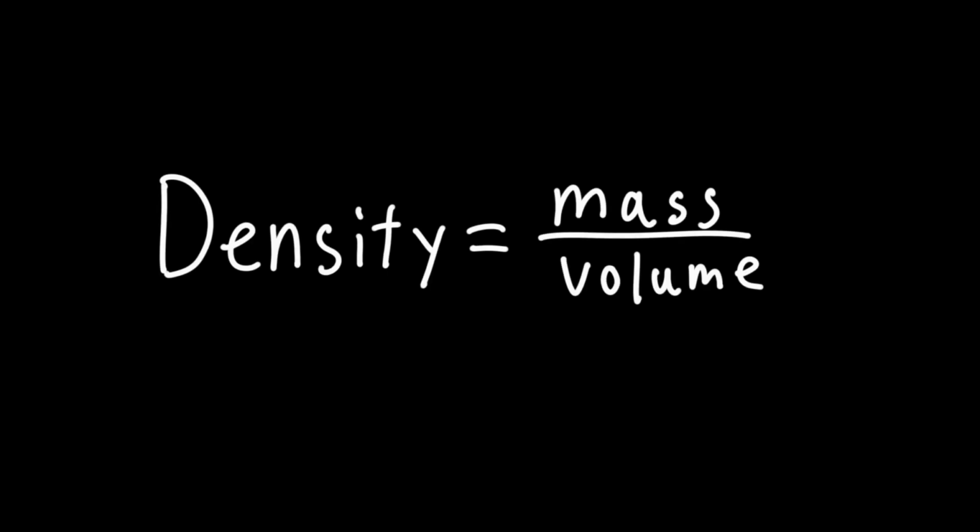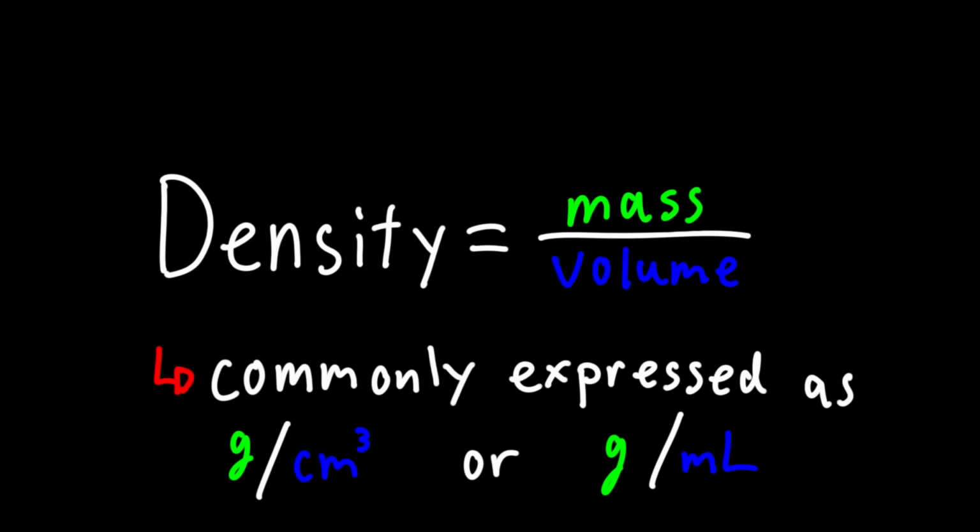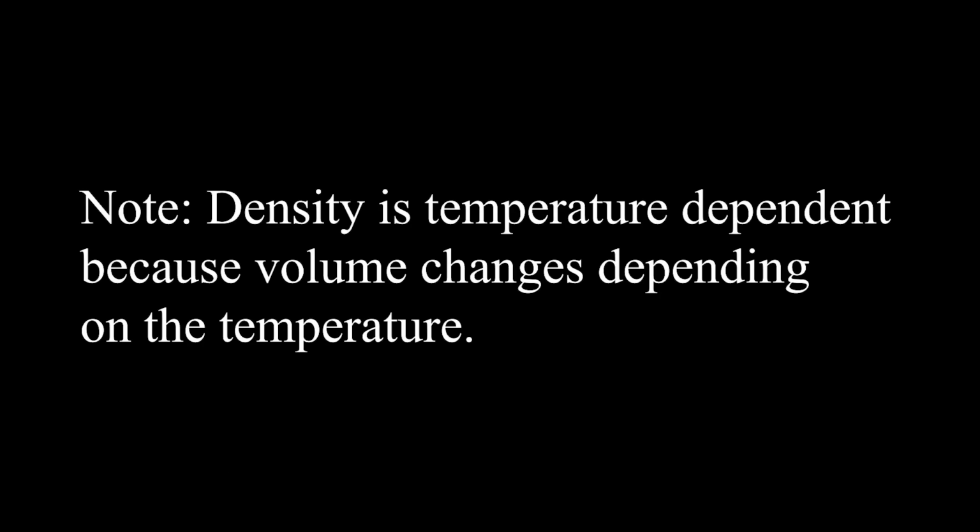Now, the formula for calculating density is mass divided by volume. This is commonly expressed as grams divided by cubic centimeter or grams divided by milliliters. Note that density is temperature dependent because the volume changes with temperature.